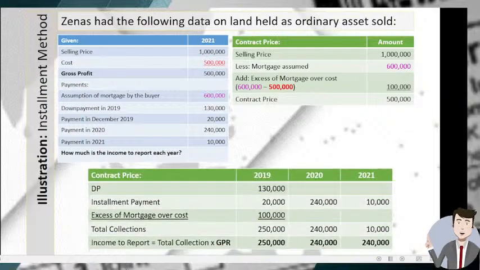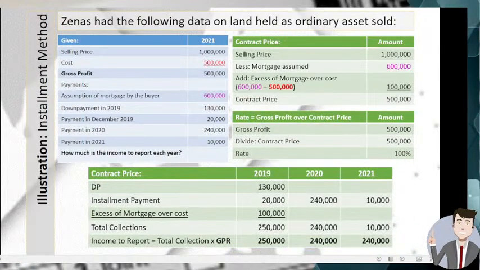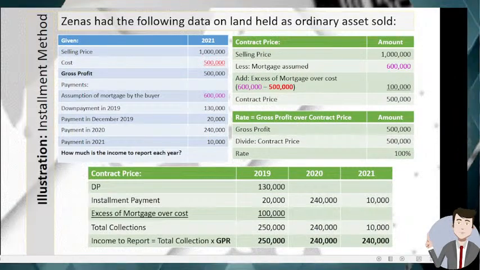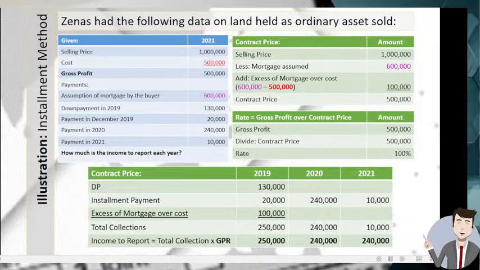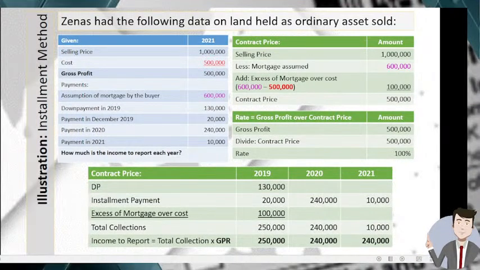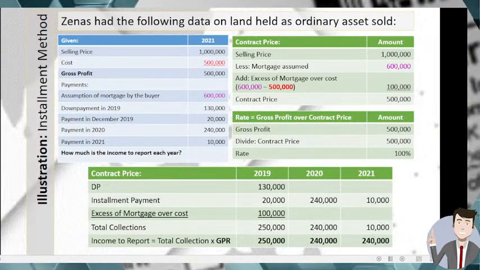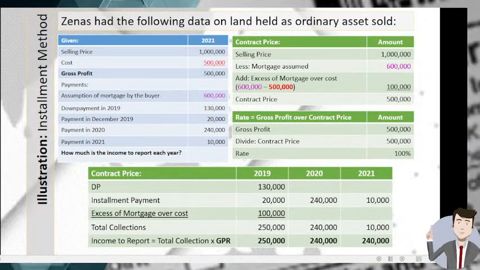Okay, so next, let's compute the rate. The rate would be gross profit divided by the computed contract price. So that's 500,000 gross profit divided by contract price of 500. So obviously, the rate would be 100%. So whatever amount collected every year should be declared as an income. Okay? Should be declared as an income each year.